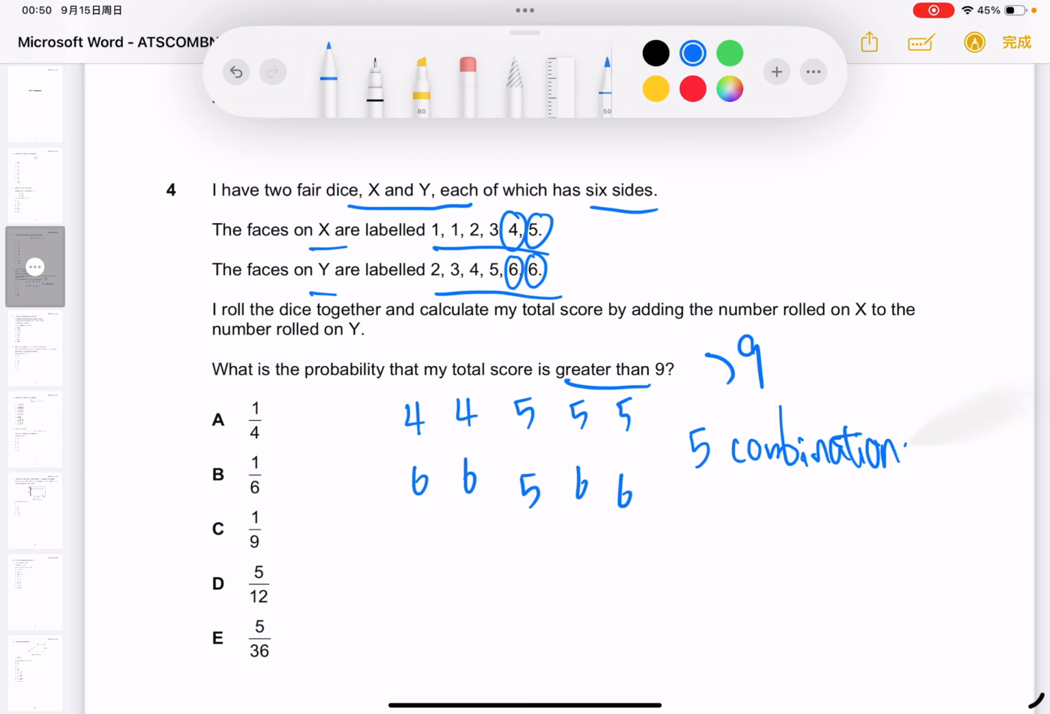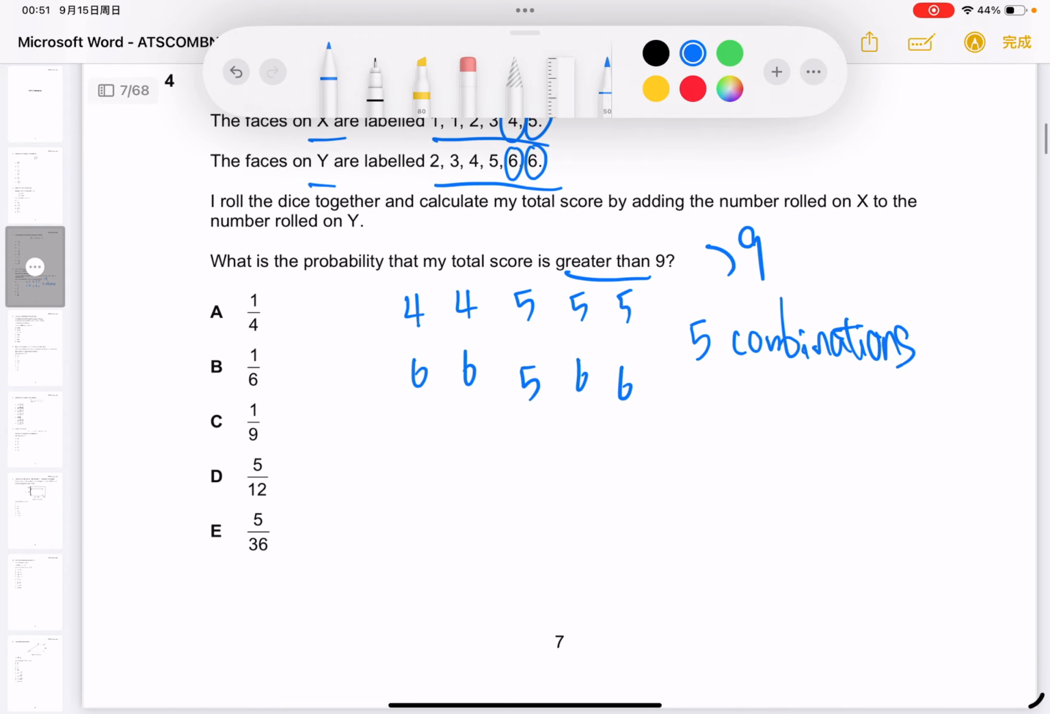And you say, okay, how about I do the other way around? Let's say I start with dice Y instead of dice X. But the result will be the same, just in a different order. And since here we're considering combinations, order does not matter.